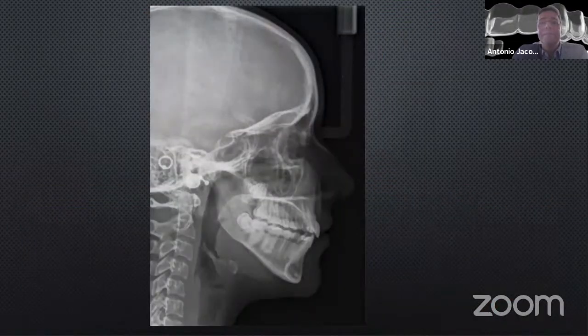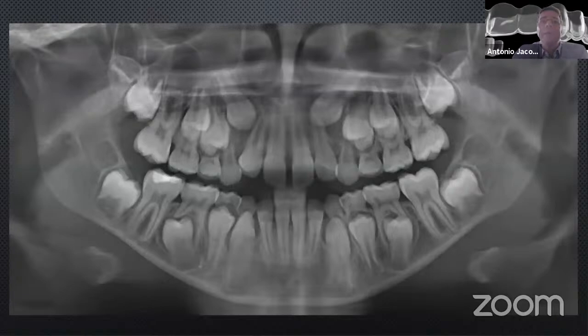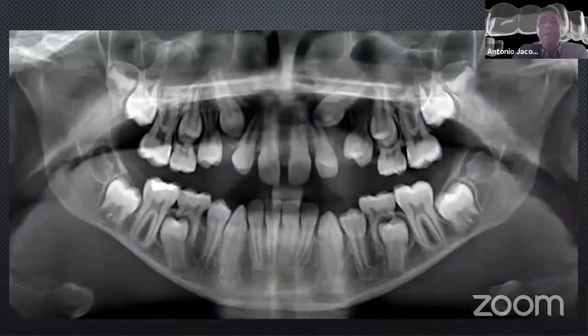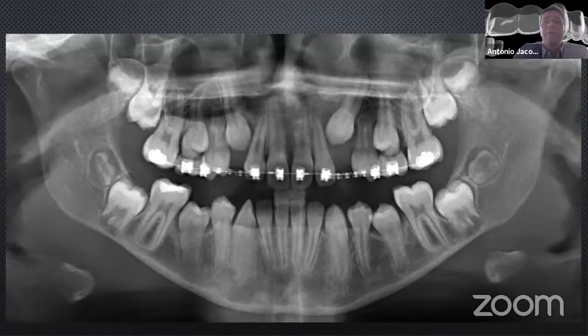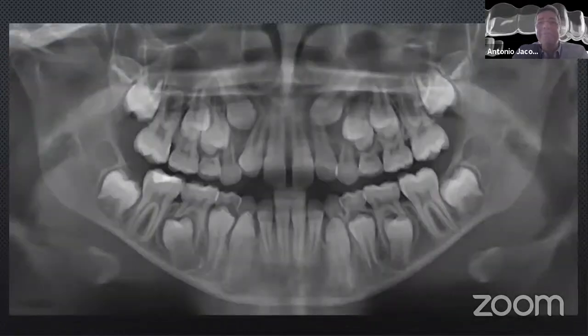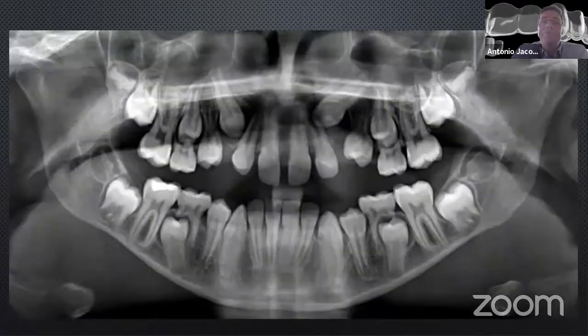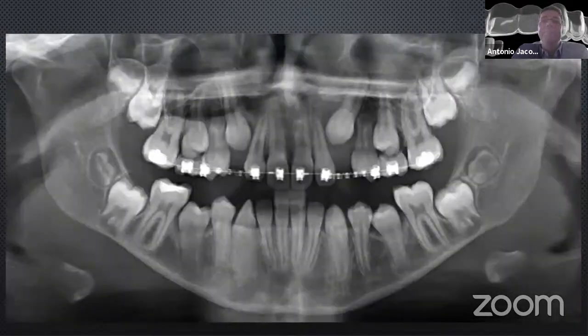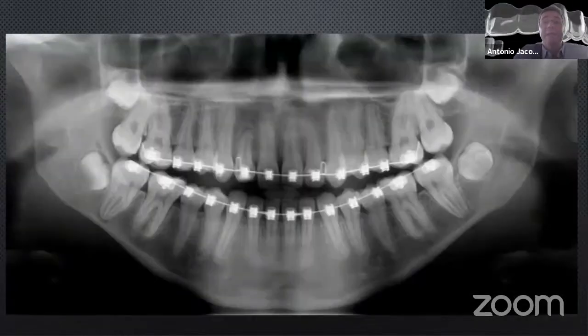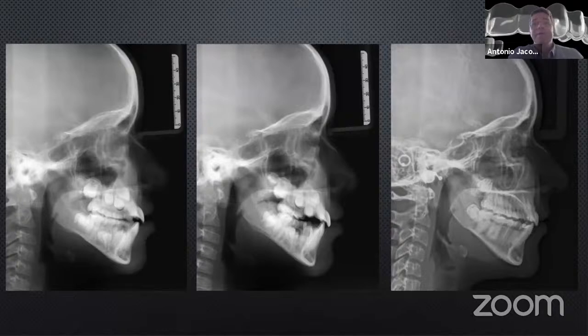At the end, her profile, and we have here just a sequence of what we did. At first, we have this situation, and then we remove the canines and the first molars, and then we just use the brackets to change the position of the laterals, and then the canine comes very nicely. So this is just showing her profile.